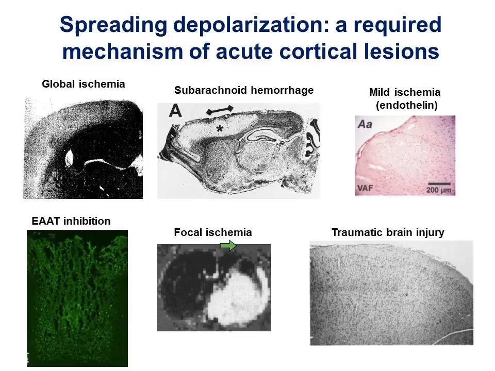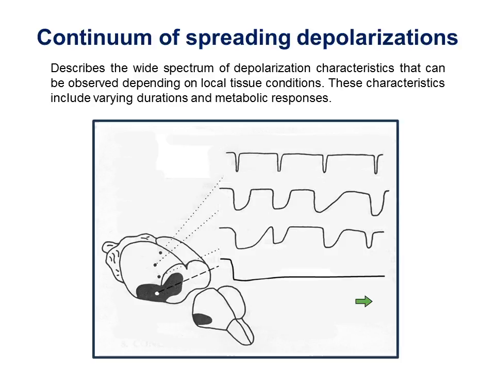A key concept in understanding how depolarizations mediate lesion development is the spreading depolarization continuum, and this will be the last definition. The continuum describes the wide spectrum of depolarization characteristics that can be observed depending on local tissue conditions. These varying characteristics include durations and metabolic responses, for instance. In this figure, what's shown is the onset of persistent depolarization in the stroke core after a middle cerebral artery occlusion. Within minutes of the occlusion, we see this negative shift in potential. This is the depolarization, and it's persistent. It doesn't recover.